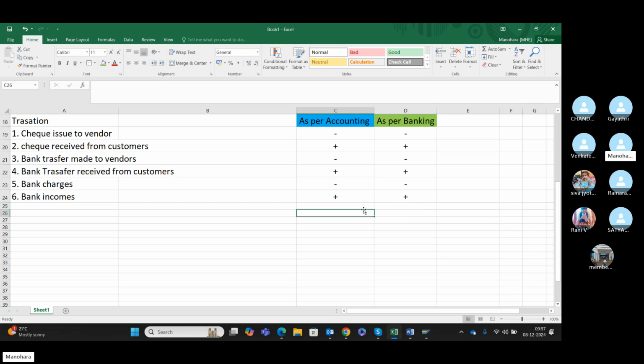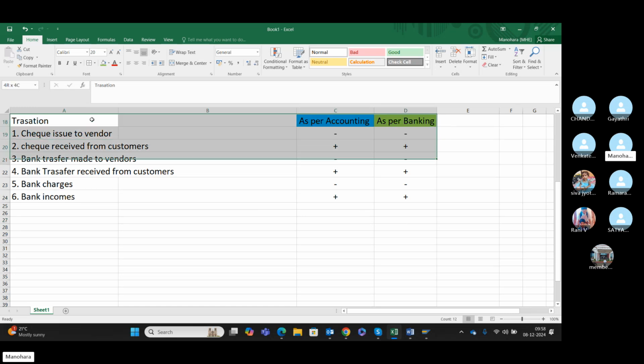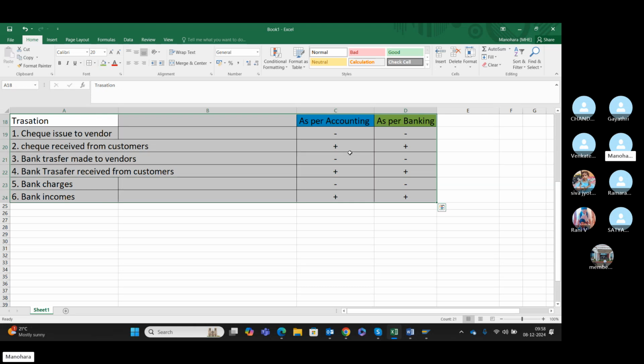Leave it on debit and credit journal entry. Only plus and minus is understood, right? Plus and minus is an increase and decrease in bank balance. When we use plus and minus, the banking is matching, right? The bank balance and the accounting are matching when we use plus and minus.